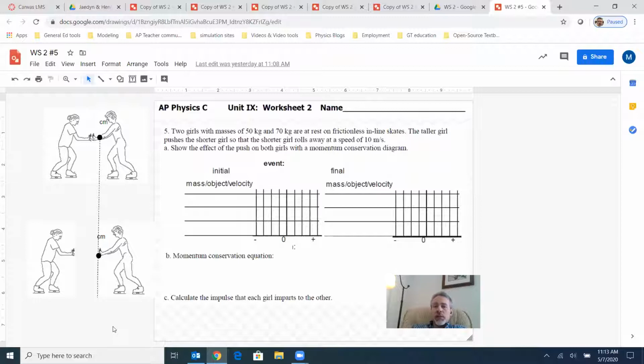It stays exactly where it's at. In other words, in the second picture, if you could somehow put both of these girls on a very thin plank that has no mass to it whatsoever, you could actually balance it right on your finger right there at that center of mass.